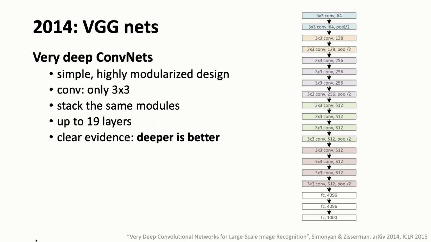So the VGG network is a highly modularized design, and it only has convolution layers, pooling layers, and fully connected layers. And all the convolution layers are actually 3 by 3, so you don't need to carefully design these layers. So the VGG network just simply stacks the same type of modules, and they can build very deep neural network architectures, for example, up to 19 layers, which are twice as deep as the previous deepest model. And interestingly, for the first time, they show clear evidence that a deeper model would be better than its shallower counterpart.